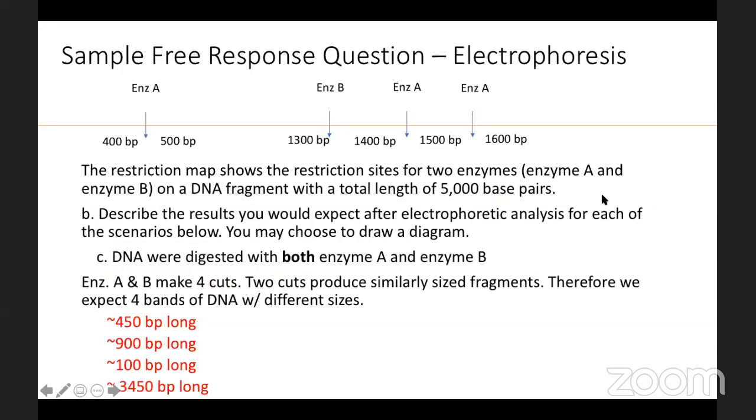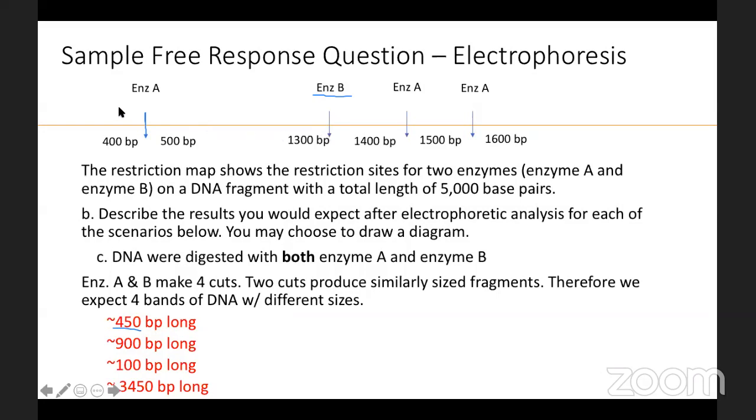So this is where things get maybe a little bit trickier. Again, I would just draw the diagram. I would draw the cut so you can visually see what the expectation is. And so when we do that, we're doing a cut here. So we end up with that same first fragment as just doing the A digest, right? But because we are now cutting with enzyme B, we're going to be cutting that second band in half, right? Well, not exactly in half, but we're going to be cutting it into pieces.